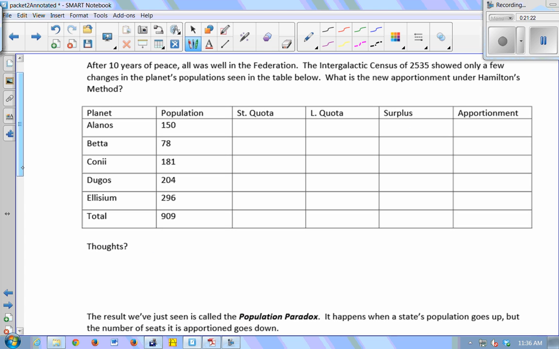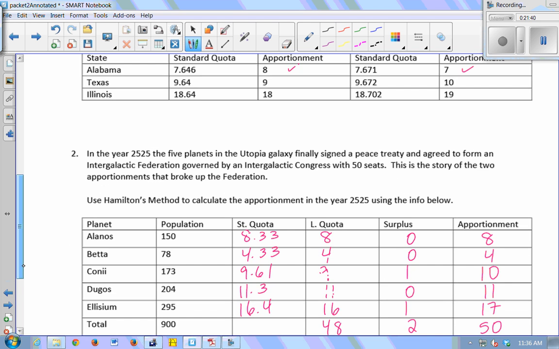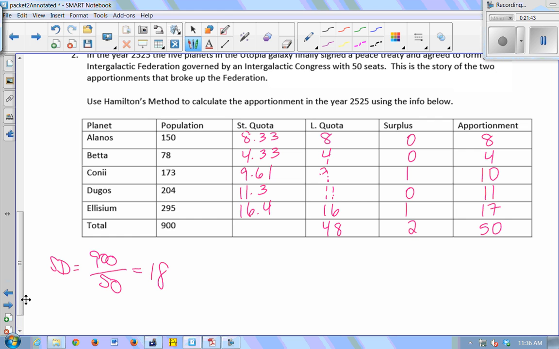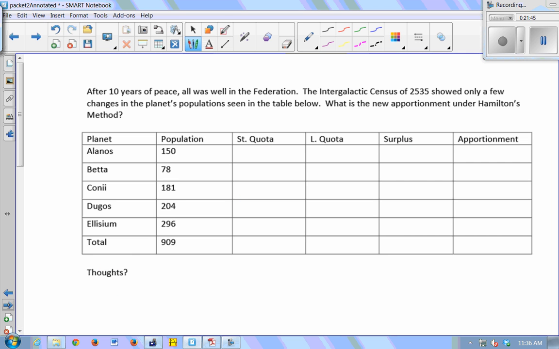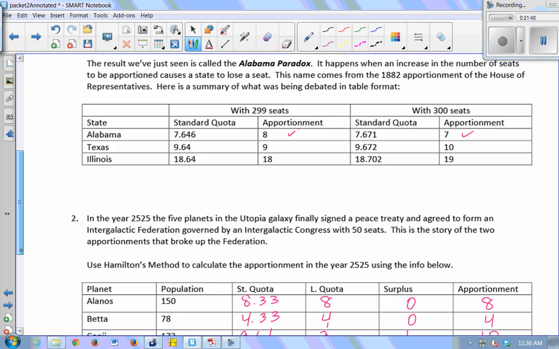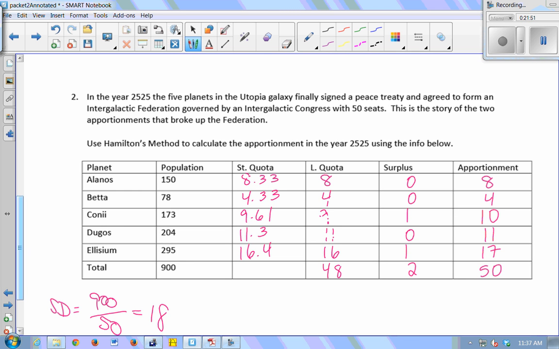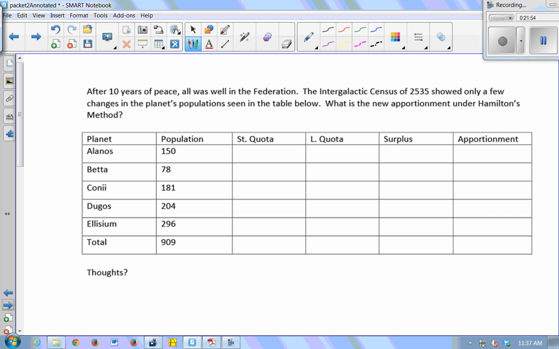Then there is a 2535 census. There's some small changes to some of the planets' populations. So you can see the total population has gone up a little bit to 909. And let's see what changed. Alanos was at 150 and it stayed at 150. And Beta was at 78, it stayed at 78. 173, 204, 295. So I'm just writing down the previous year's population so we can have them to refer to.